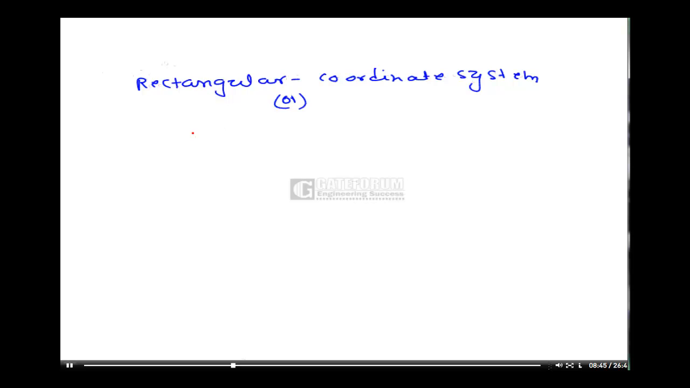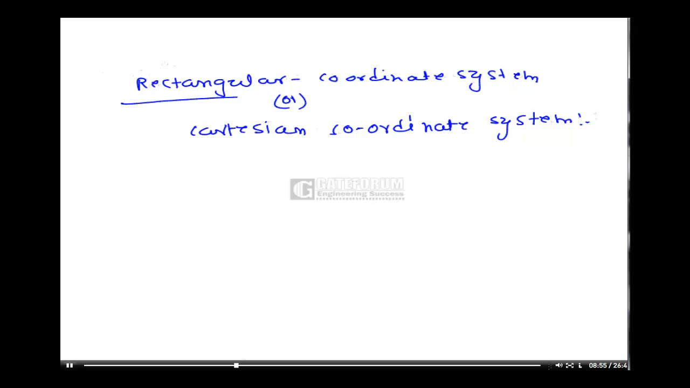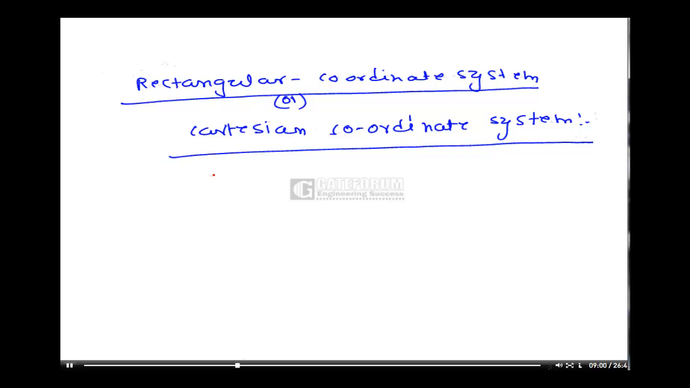Here I am introducing the rectangular coordinate system. This is also known as the Cartesian coordinate system. Rectangular coordinate system or Cartesian coordinate system.